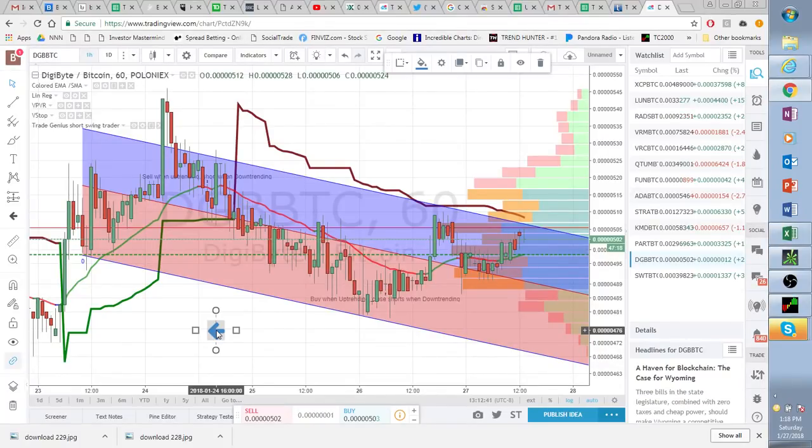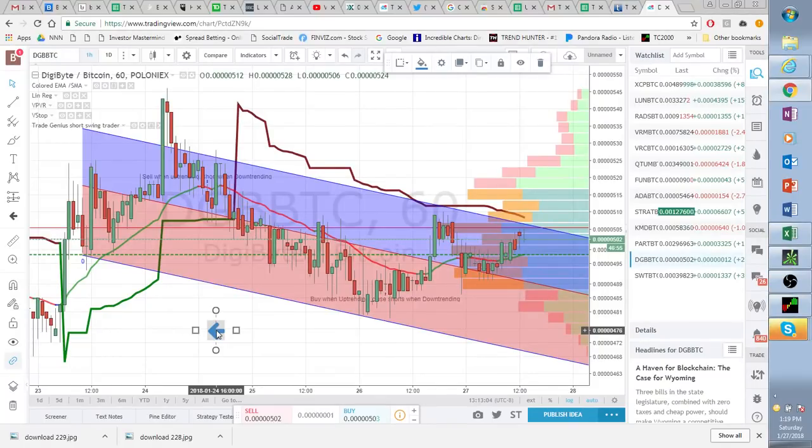I want to show you the Trade Genius short swing trader. This is good for cryptos and it's good for ETFs. I don't recommend it for individual stocks. In this setting I have here, I'm not going to talk about really day trading the futures with it. Okay, it's good for swing trading the futures, though, and I'll get to that too.